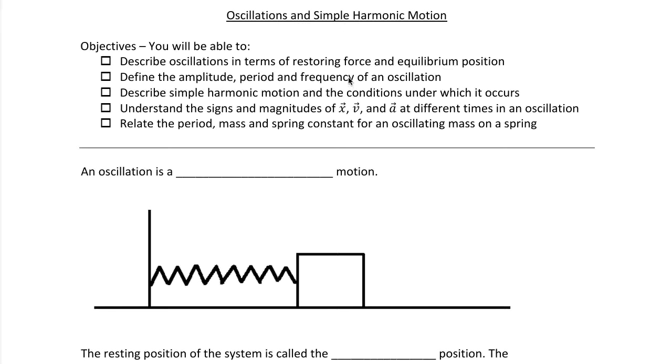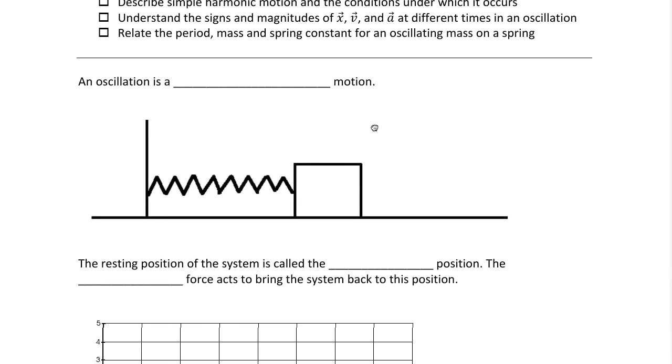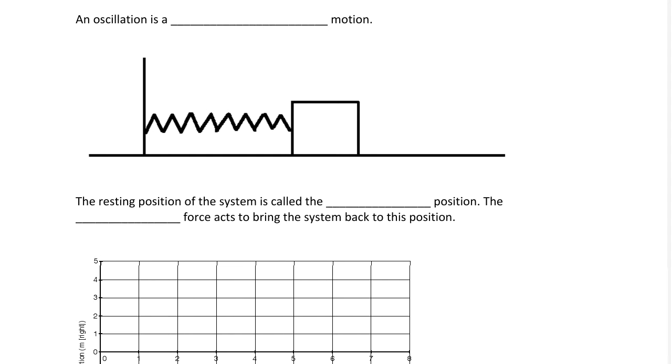This lesson's on oscillations and simple harmonic motion, and here are your objectives. Now first, an oscillation is simply a back and forth motion. A common example is a mass on a spring. Imagine we had a mass here on a frictionless surface with a spring attached to it.